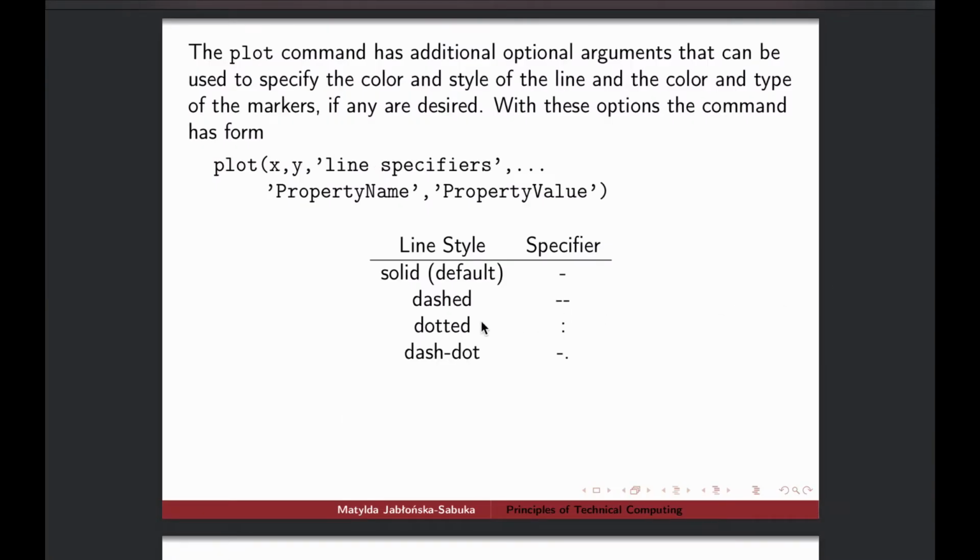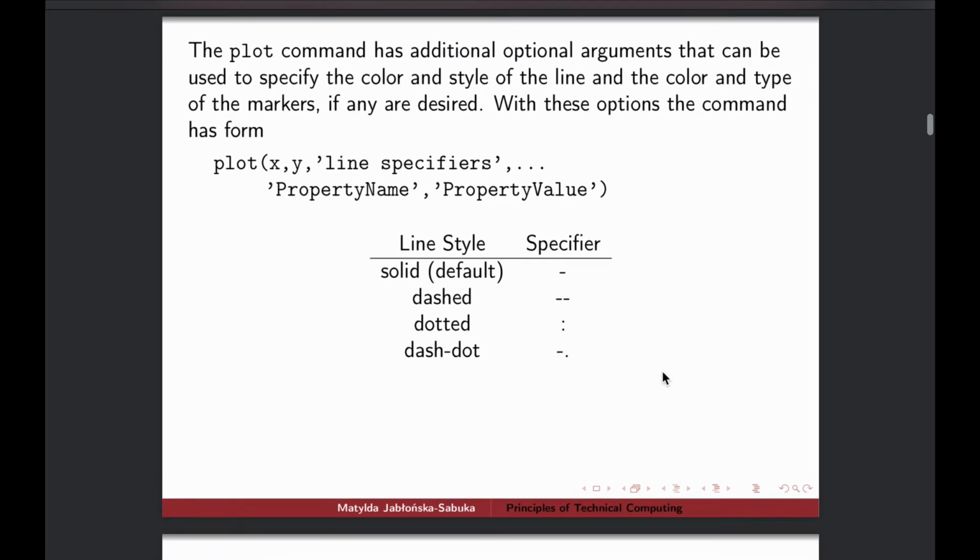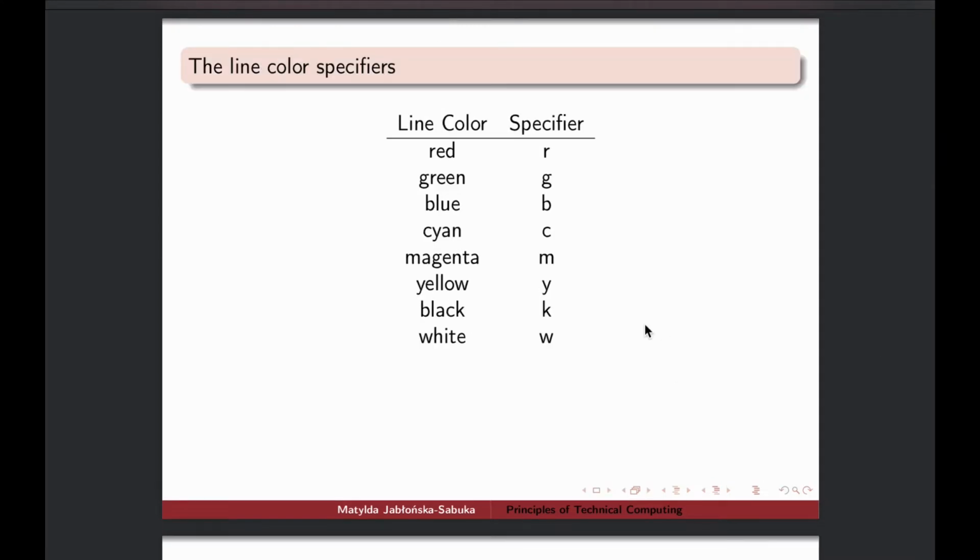Then we can have just a dotted line, and for that use colon. And as I said, just a dash is still the solid line that we know. Okay, then when we know line specifiers, then we can look at colors.